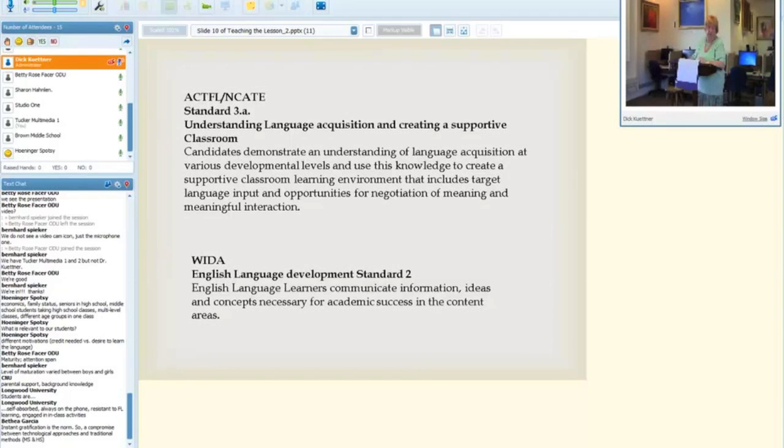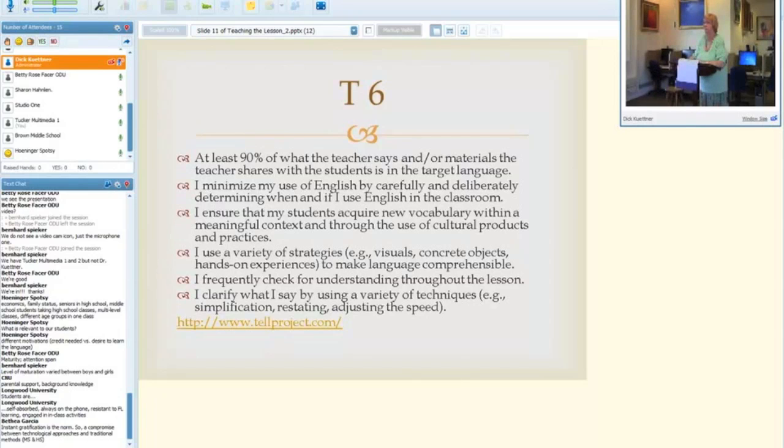This document was in the TEL project documents, and I thought it was appropriate to take a look at. These are for you, for us as the teacher. At least 90% of what the teacher says and or materials the teacher shares with the students is in the target language. And this can be a hard one for some of our colleagues.